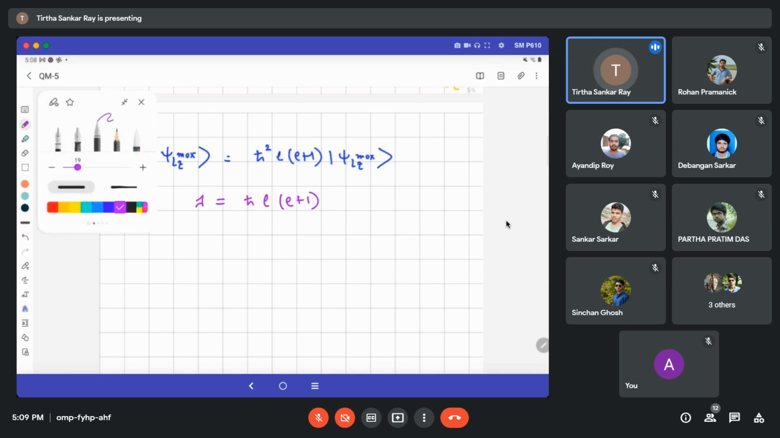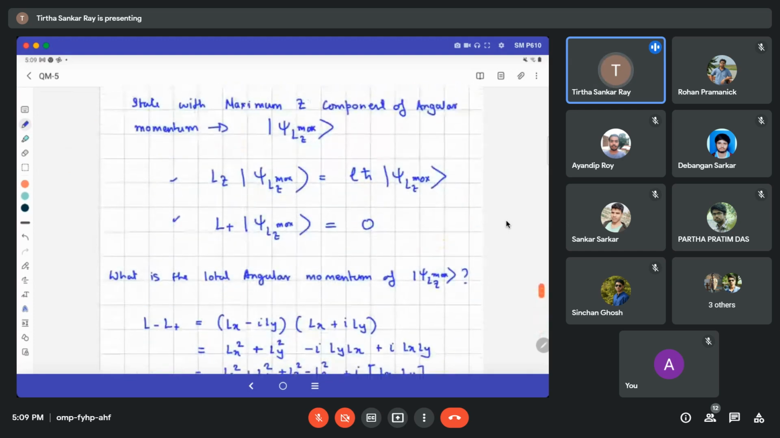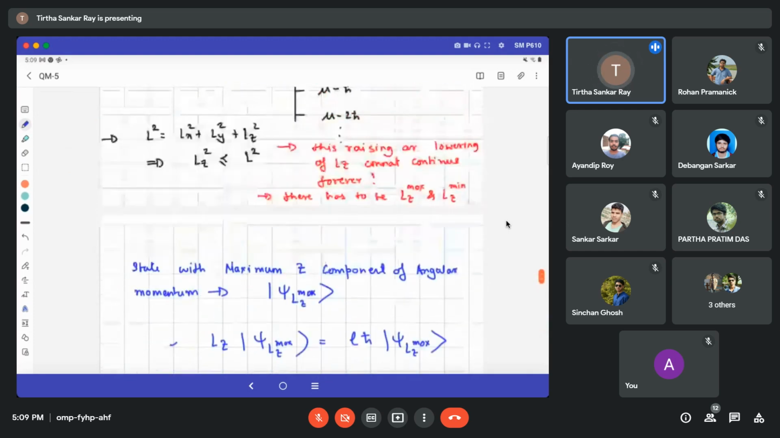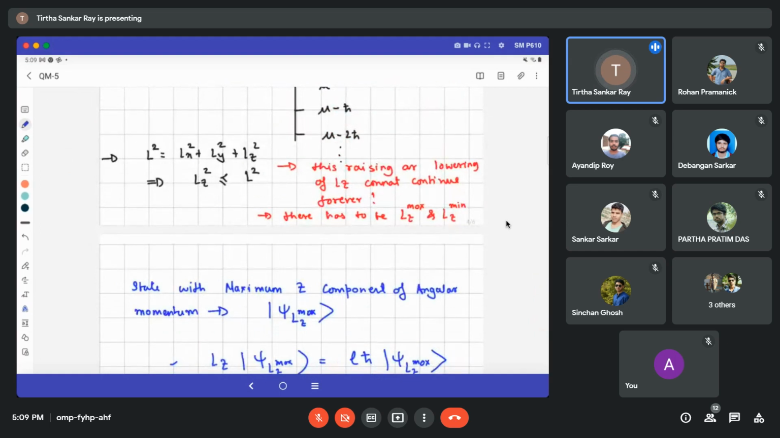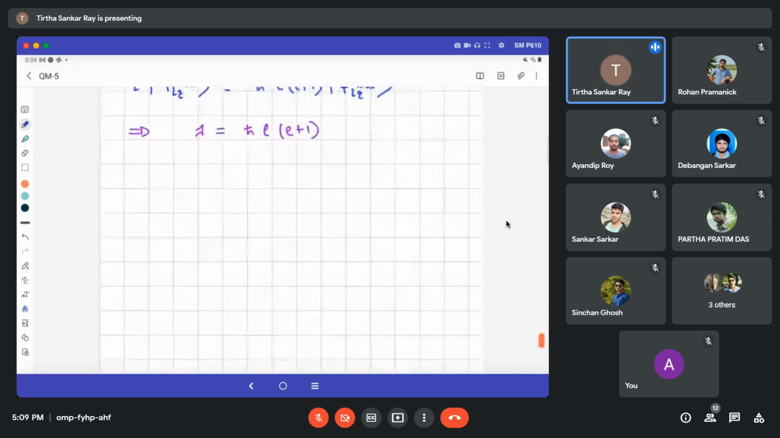Now, this is not the only thing that you can do. You cannot go up and up infinitely because of the condition that Lz square has to be less than L square. You also cannot come down infinitely, because at some stage you will cross zero and it will become negative. If you go to more and more negative Lz, the Lz square will then again start rising, and you might violate the condition that Lz square has to be less than or equal to L square. So at the bottom, there also has to be a minimal Lz eigenstate.